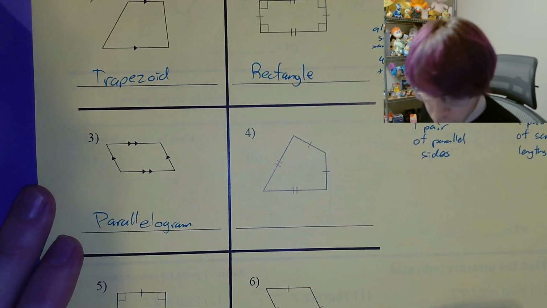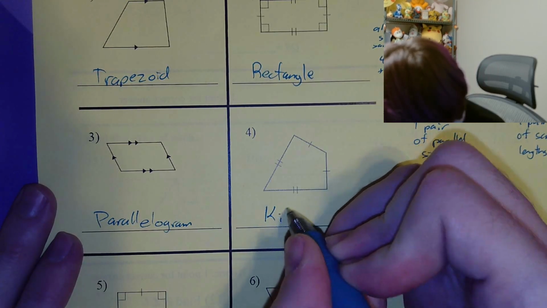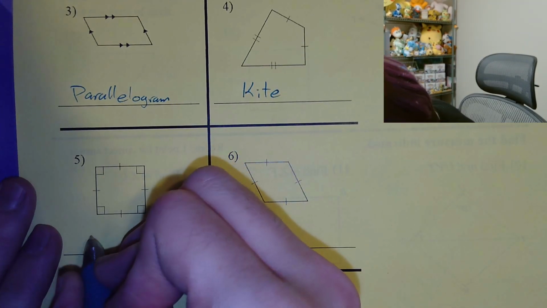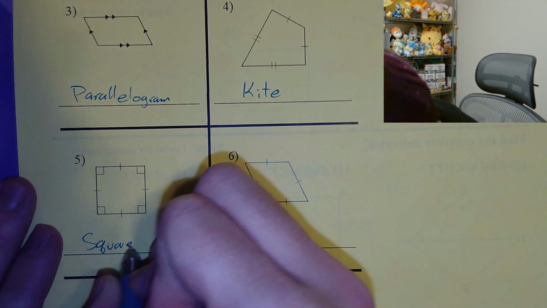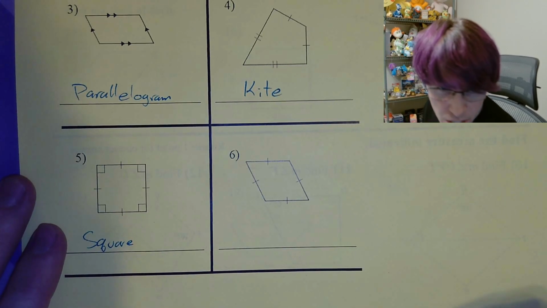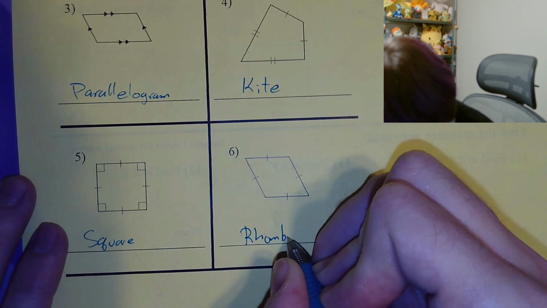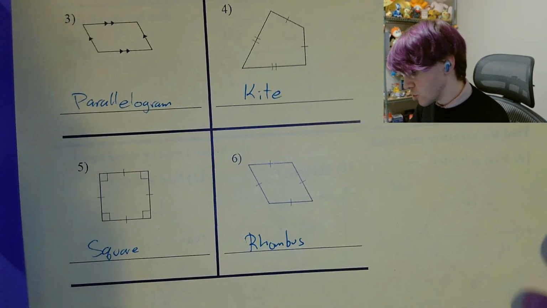All right. After that, this one I was just talking about earlier is a kite. Question number 5. That's going to be a square. It's got all those sides the same and all the angles the same. And if it's got just the sides the same, it's a rhombus. Beautiful. Moving on to question number 7.